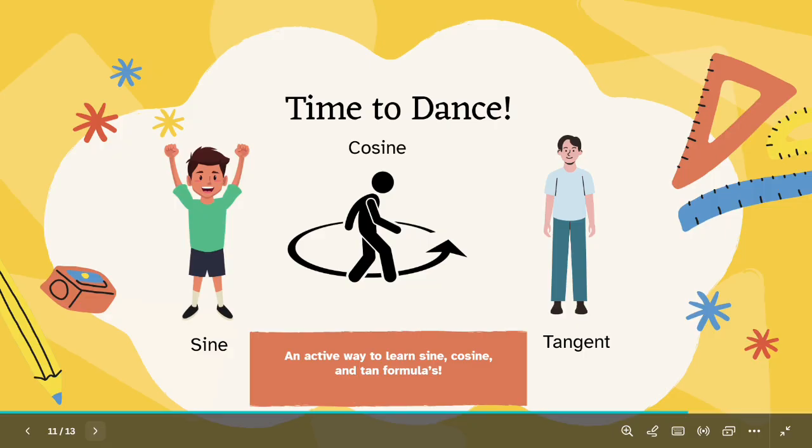So yeah, here's how it works. I will call out one of the trig ratios, sine, cosine, or tangent. So I would say like opposite over hypotenuse or opposite over adjacent, and so on. And then from here, there are 3 dance moves. For sine, you're just going to jump with your arms up. For tangent, you're going to spin around. And for cosine, you are just going to jump regularly. And this will help students start to remember the formulas that are used.